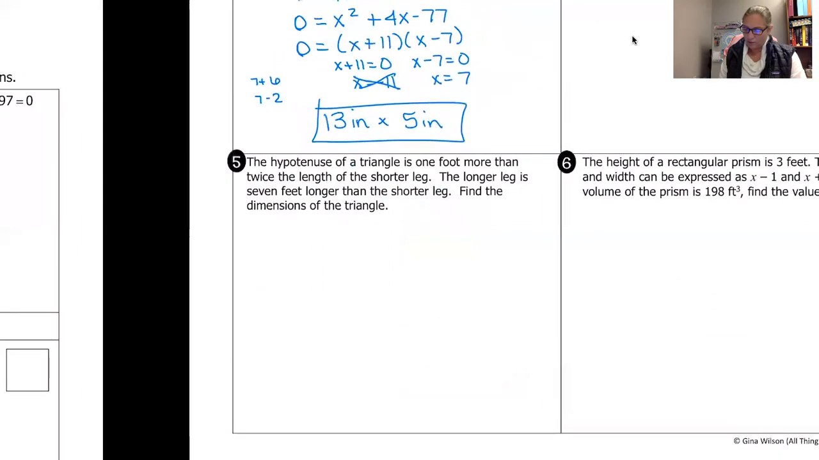The hypotenuse of a triangle is 1 foot more than twice the length of the shorter leg. The longer leg is 7 feet longer than the shorter leg. Find the dimensions of the triangle.